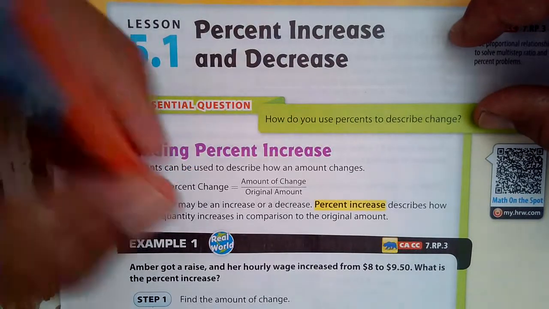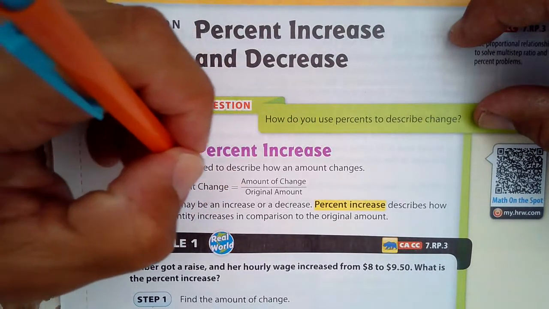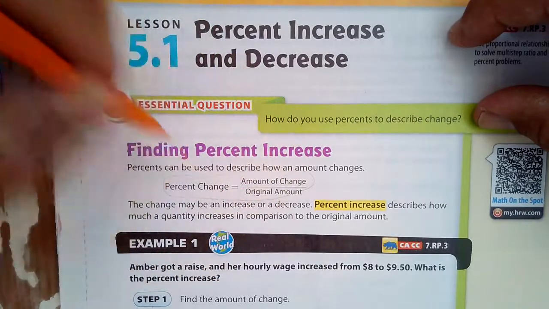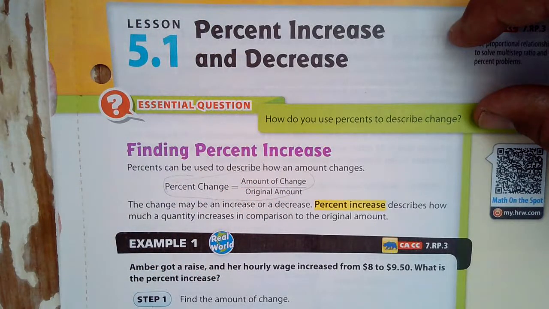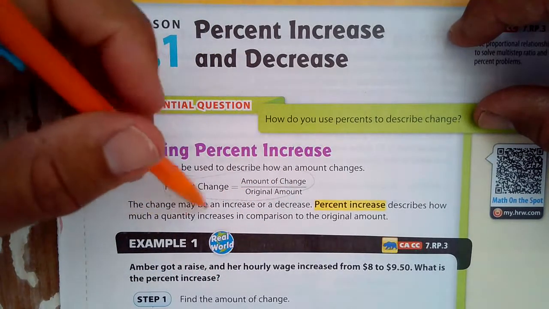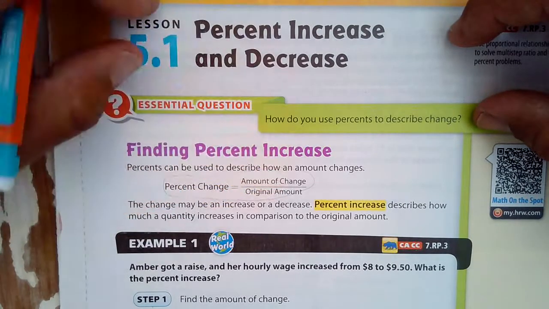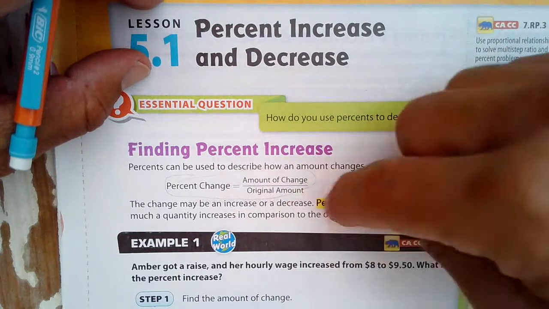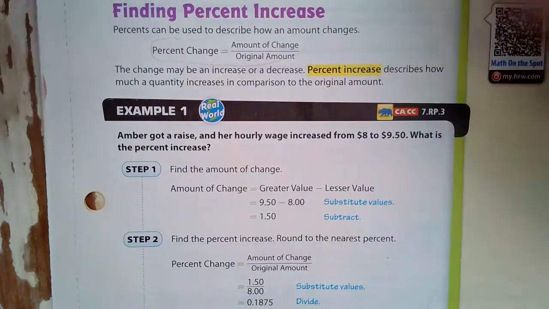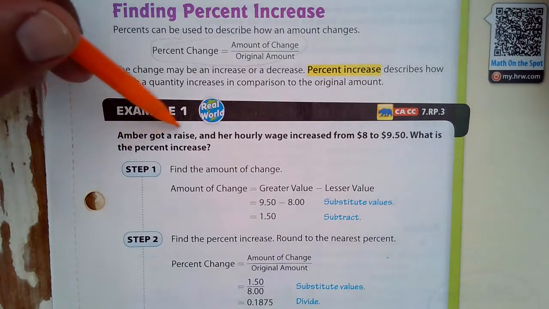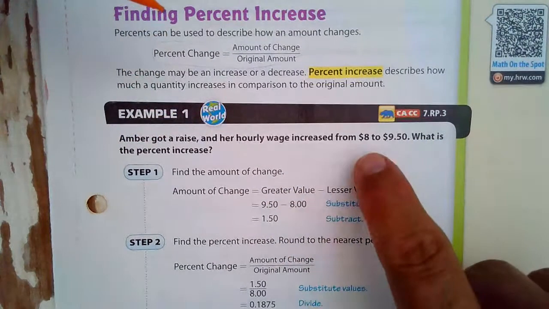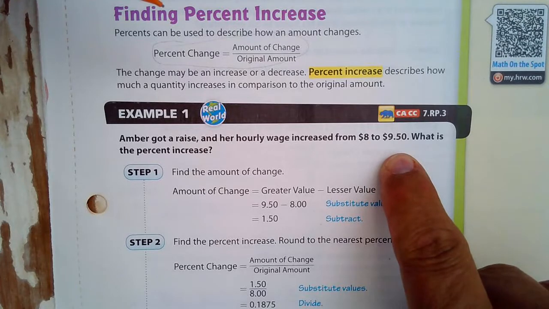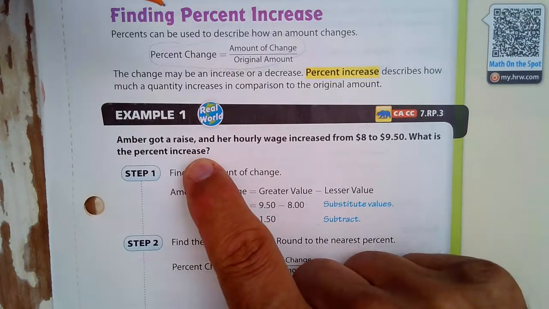And this is an important formula right here. The percent change is the amount of change divided by the original amount. And the change can be an increase or a decrease. The percent increase describes how much a quantity increases in comparison to the original amount. So in our example, we use this. Amber got a raise, and her hourly wage increased from $8 to $9.50. What is the percent increase?